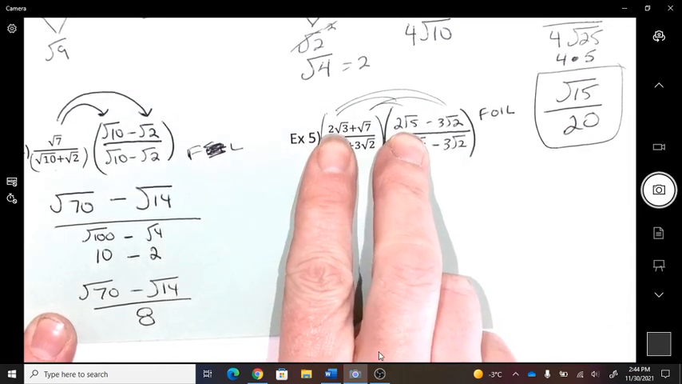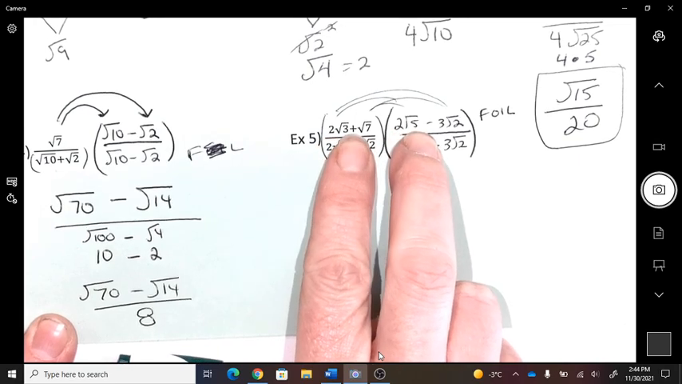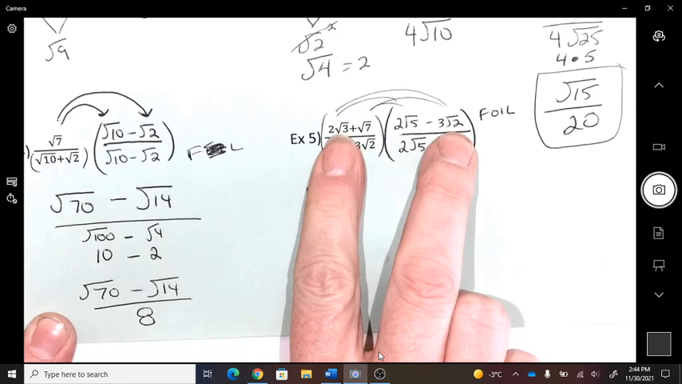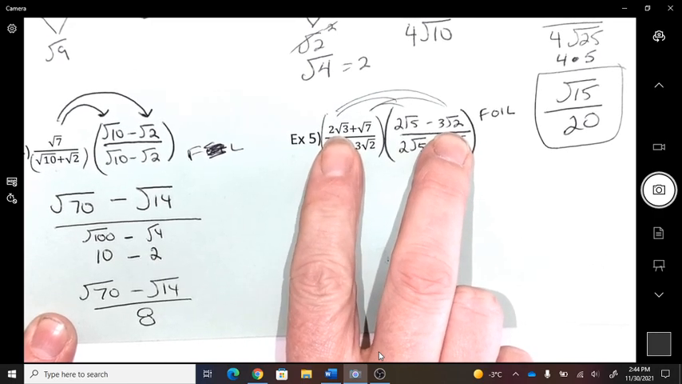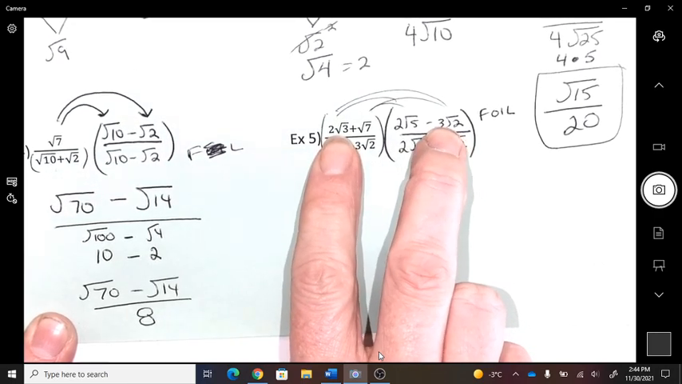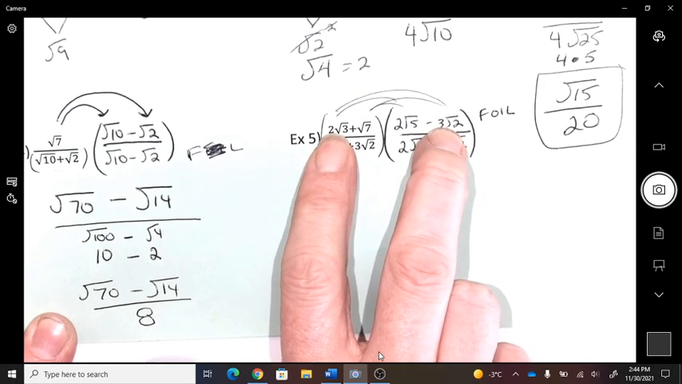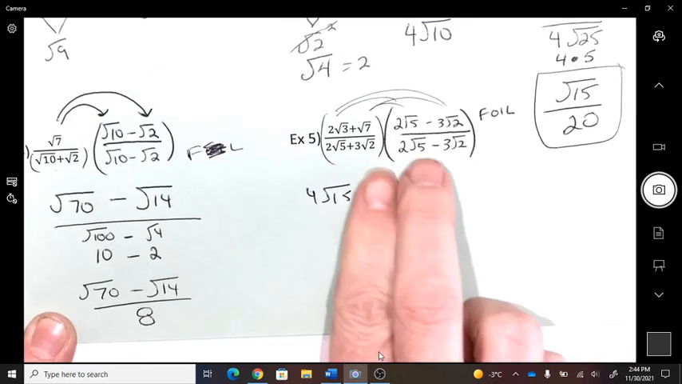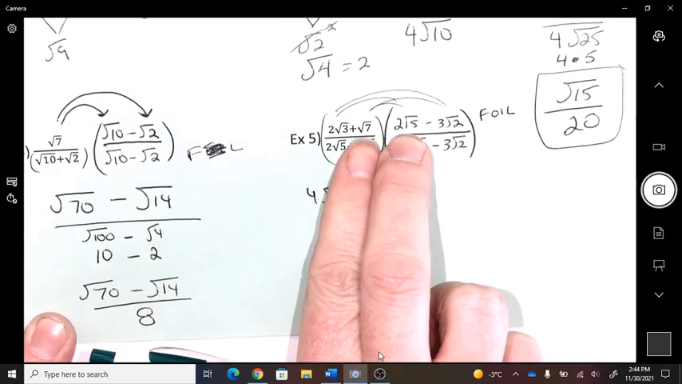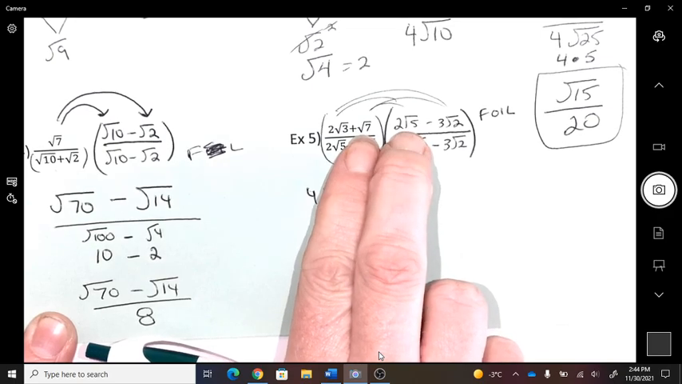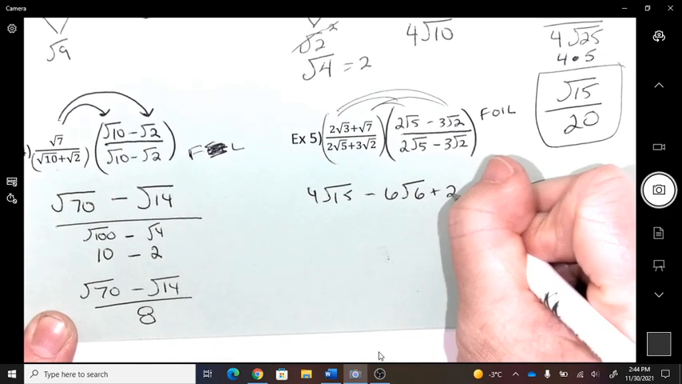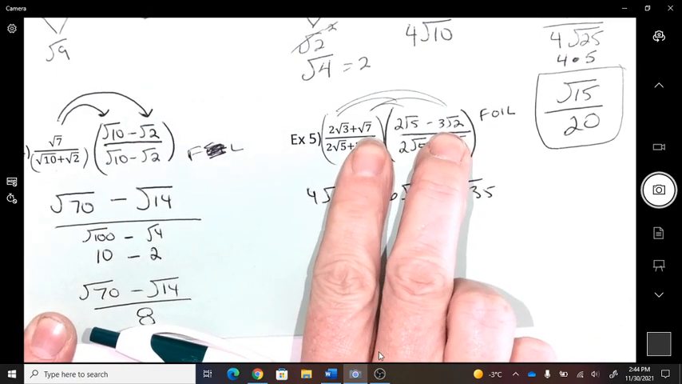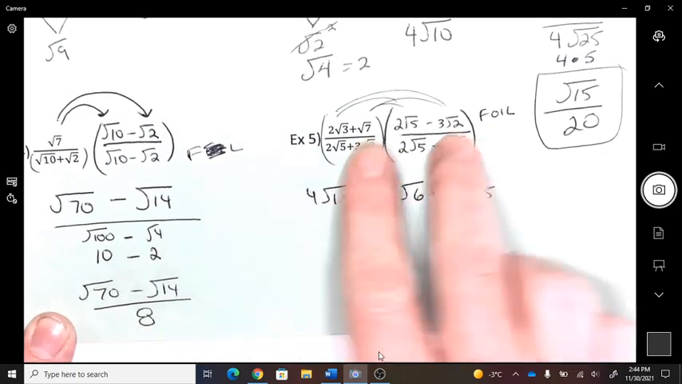Okay, here we go. First, 4 root 15. Outsides, it's a subtract, 6 root 6. Insides, 2 root 35. Last, subtract 3 root 14.